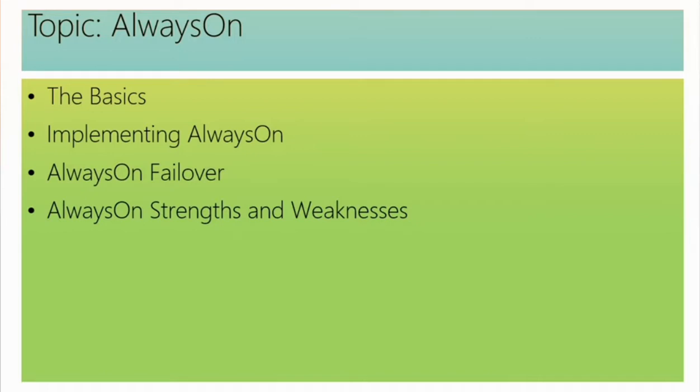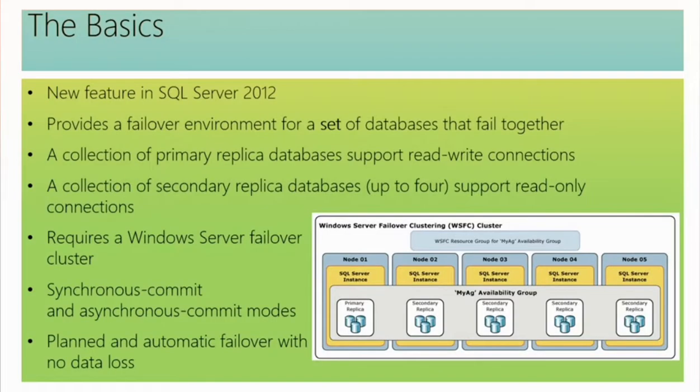Yep. So we have the standard plan of attack here: basics, how we implement it, failover, etc. So first of all, this is a new feature in SQL 2012, and we'll see that it provides failover for a collection of user databases. So I can have what's called an availability group, define multiple databases, and have multiple copies. See, my mirroring copy was not readable, and I could only have one. Here, I can have multiple copies, and I can fail over multiple copies at once.